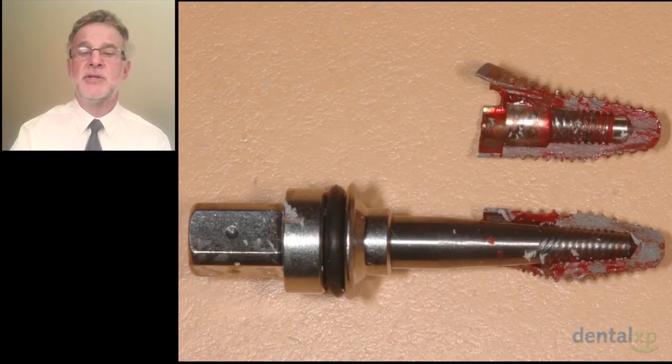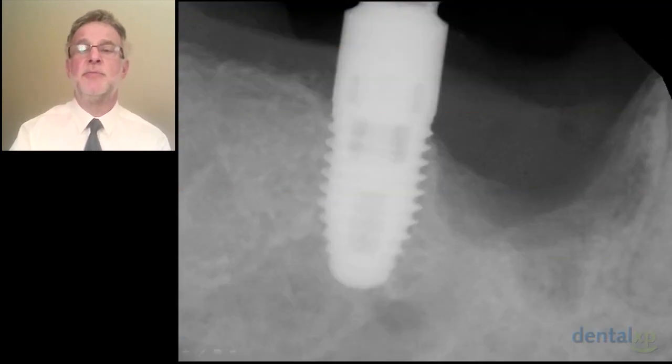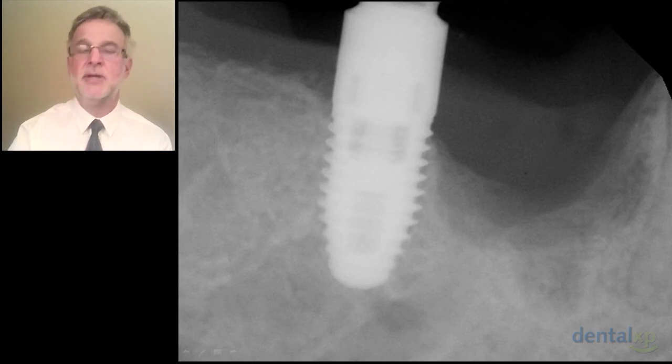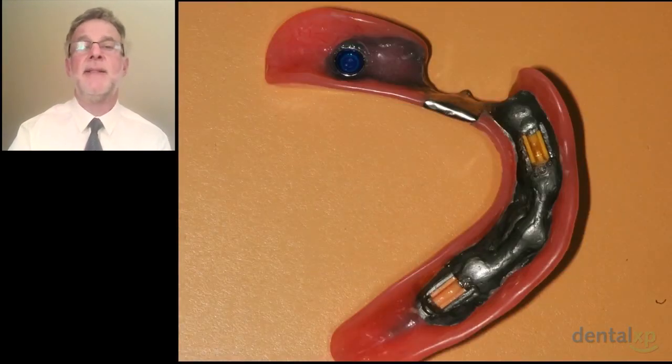You can see us using what I call the implant removal tool. This one is from Zimmer. You just rotate it counterclockwise, and you can see we've removed the middle implant, and you get a hint of the distal implant that remains. We've now put a locator attachment and retrofit the patient's existing prosthesis to that, and you can see here the attachment inside the prosthesis.